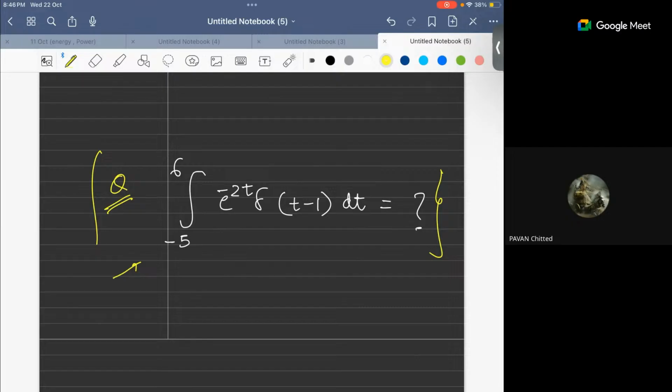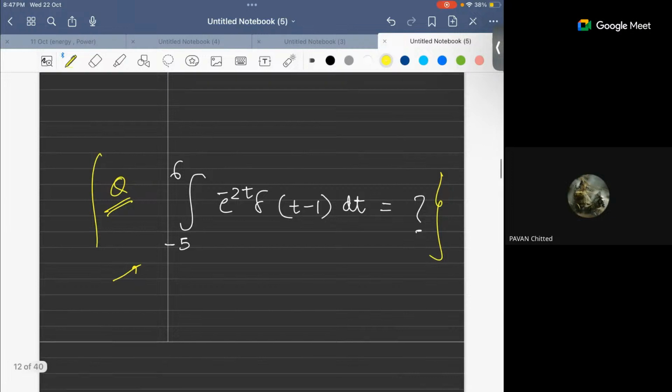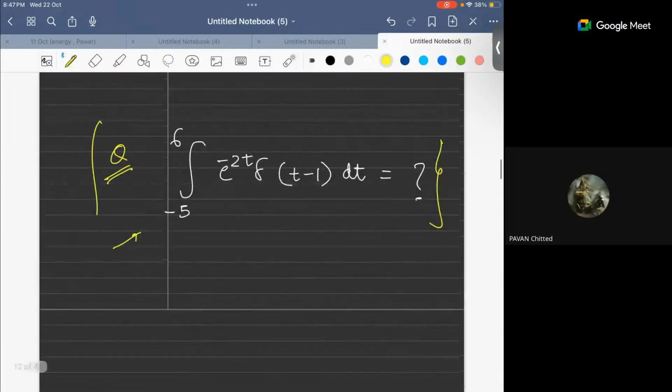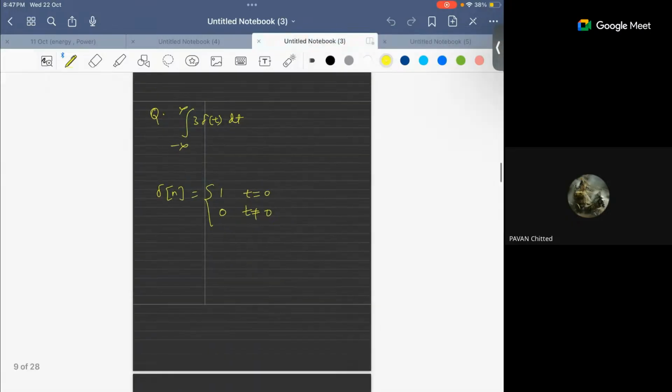In the first session that I took, I remember I discussed all the delta function properties, so you can just go through that slide itself. That is sufficient for you to understand the delta function. Here, how will you solve this problem? Before this question, can we take the properties of a Dirac delta function?